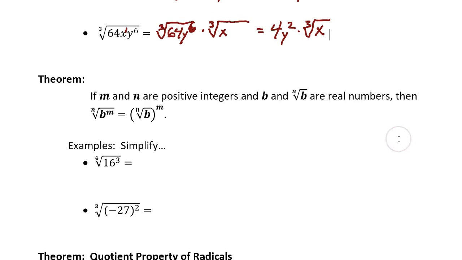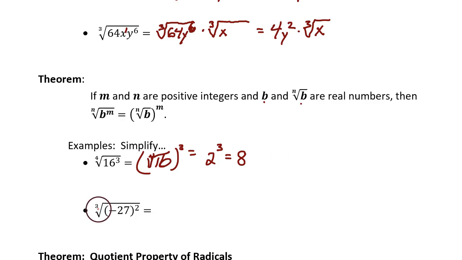Here's another theorem. If m and n are positive integers and b and the nth root of b are real numbers, then this statement is true. Finding a root of a power is equivalent to finding the power of the root. Let's try some examples of that. To find the fourth root of 16 to the third power, we could rewrite this as the fourth root of 16 raised to the third power. The fourth root of 16 is 2, and 2 raised to the third power makes 8.